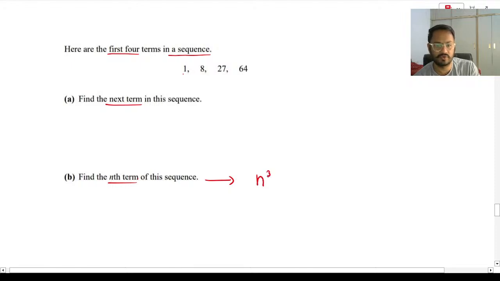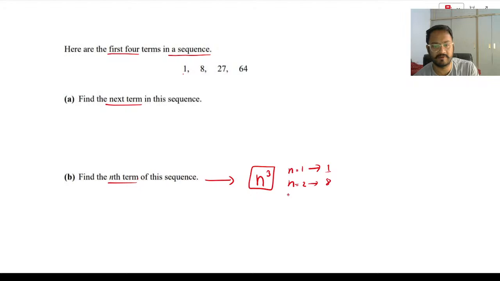So n cube, because if we put n equal to 1, the answer will be 1. If I put n equal to 2, the cube of 2 is 8. If I put n equal to 3, then the cube of this will be 27, right? So if I put n equal to 4, the cube of this is 64. If I put n equal to 5, then next term will be 125, correct? So the answer of this question was 125. That is the next term.